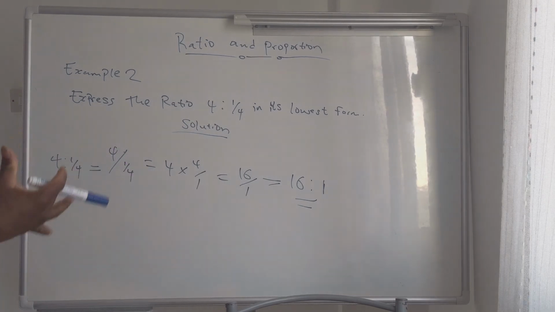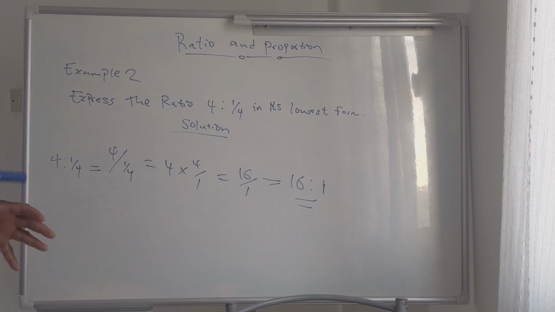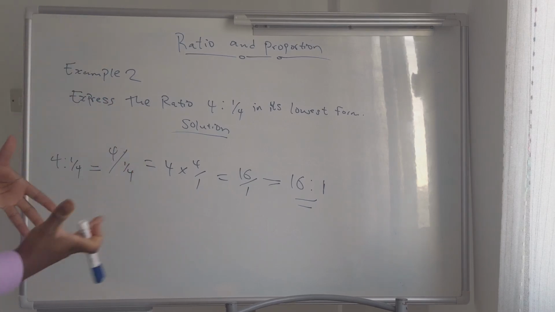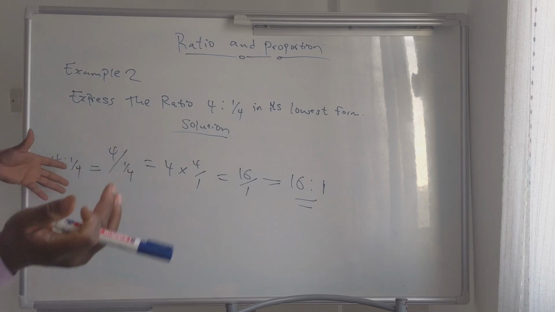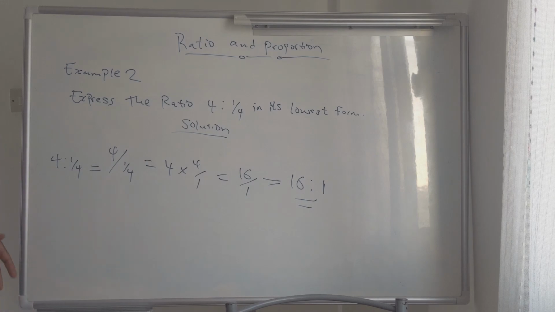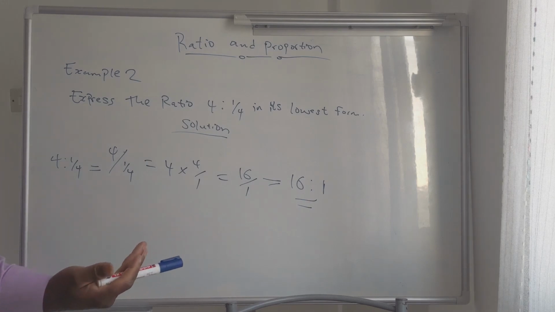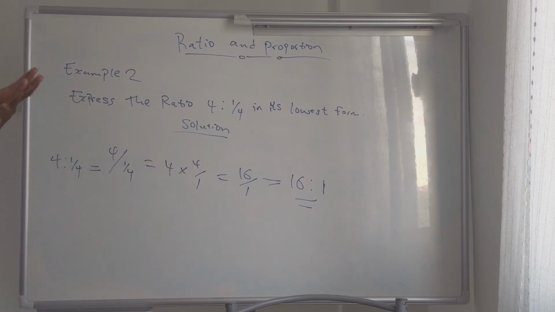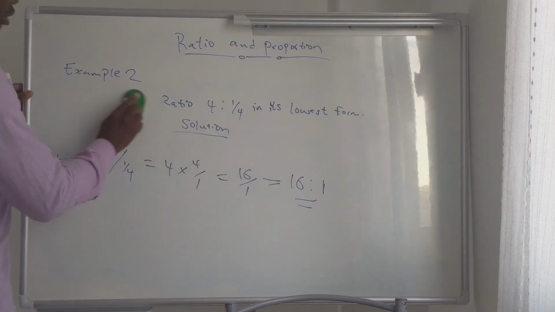So for you to be able to reduce the ratio between two similar quantities, you can do that by converting them to fraction and reducing them through the mathematical operation called division. Once you divide through, you'll be able to reduce it to its simplest term. Let's move on to example 3 so that we'll get to understand this better.